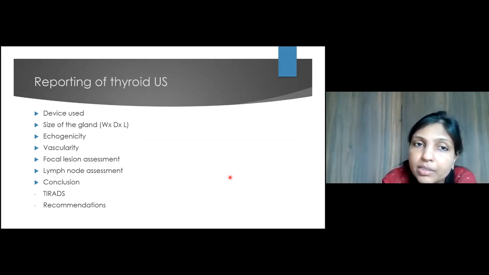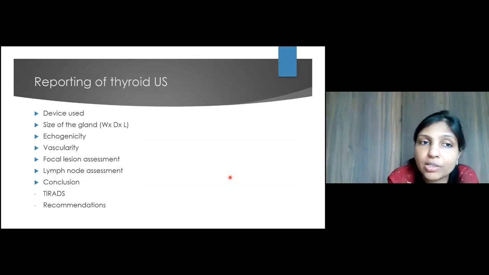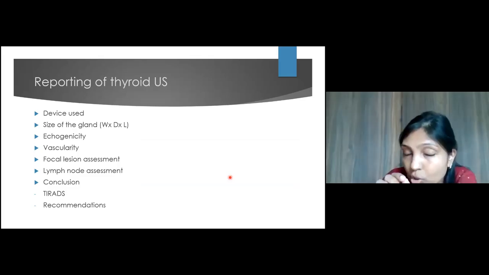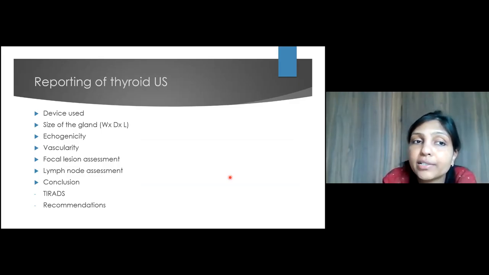A last word: as I encourage endocrinologists to pick up the ultrasound probe and do ultrasound imaging, it's also important that we should know how to report the thyroid ultrasound. When you are putting together a report for the thyroid, it's important to delineate these specific points in the ultrasound report. So what is the device being used? What is the size of the gland? Mention individual sizes of the lobes. What is the size of the isthmus? How does it look in terms of echogenicity and vascularity?